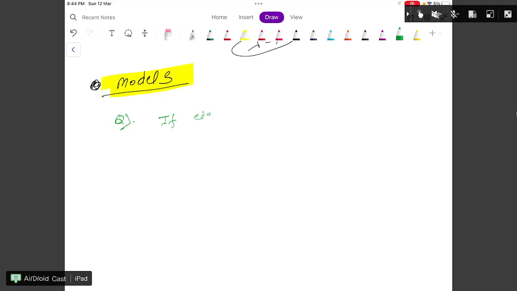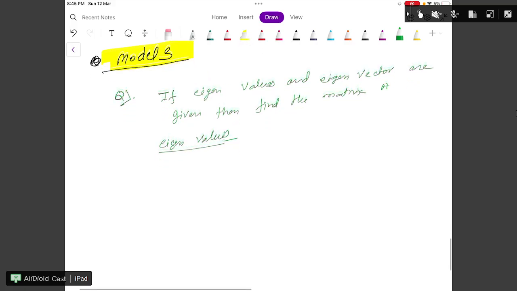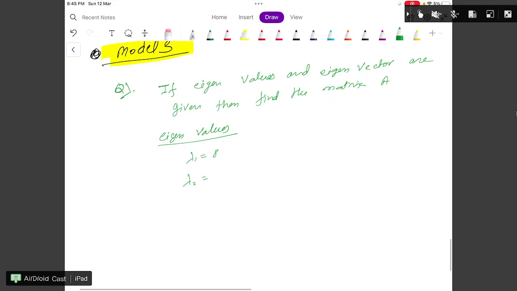If eigenvalues and eigenvectors are given, then find the matrix A. So the given eigenvalues are lambda 1 equals 8, lambda 2 equals 4, and the eigenvectors are 1 1 and 1 minus 1.